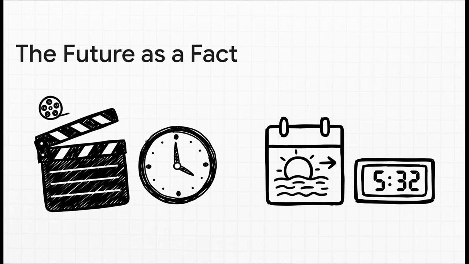So check this out. Normally, the future feels uncertain, so you might say the movie will start. But when something's on a fixed schedule, like a movie time, or it's scientifically predictable, like a sunrise, English treats it like a hard fact. We actually use the simple present tense, starts or is, to show just how certain it is.